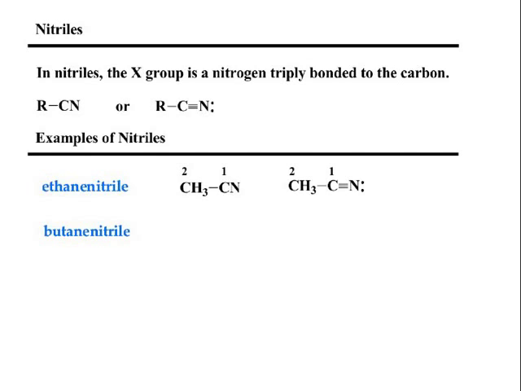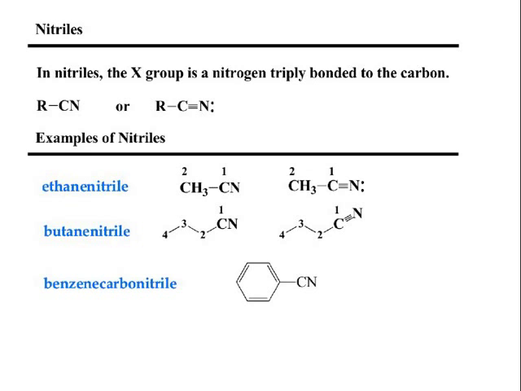Butane nitrile. Benzene carbonitrile is another example. So any carbon group can be attached to the cyanide, basically, and it will be a nitrile functional group, okay? And so here's another example where we don't have an aromatic ring. We just have a 6-membered carbon ring. But in all cases, those are nitriles, okay?